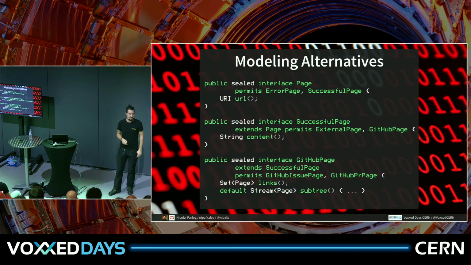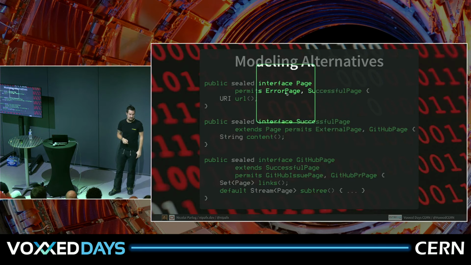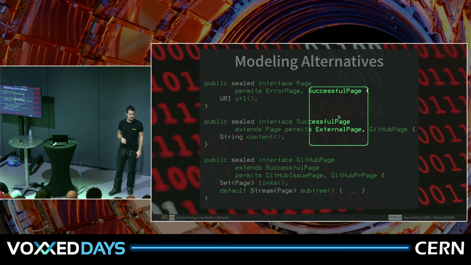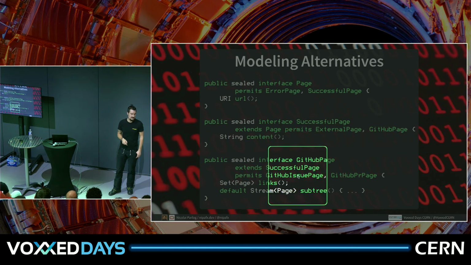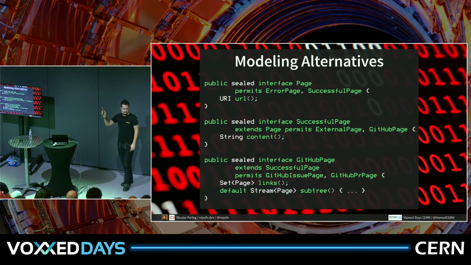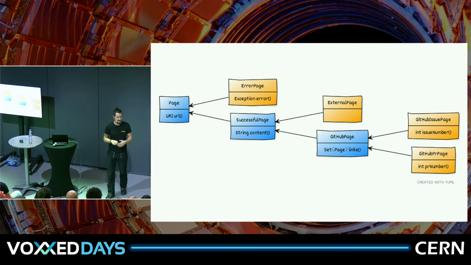So with this, we can model relationships between data. We already have that a page is either an error or a successful page load. And every page has a URL, so let's put this here for uniform access. If it's a successful page load, then it must be an external page or a GitHub page. And if it's a GitHub page, it must be either an issue or pull request page. So all those 7 types we have now, I put them here in this diagram in classic UML fashion. Blue is interfaces and orange is records.